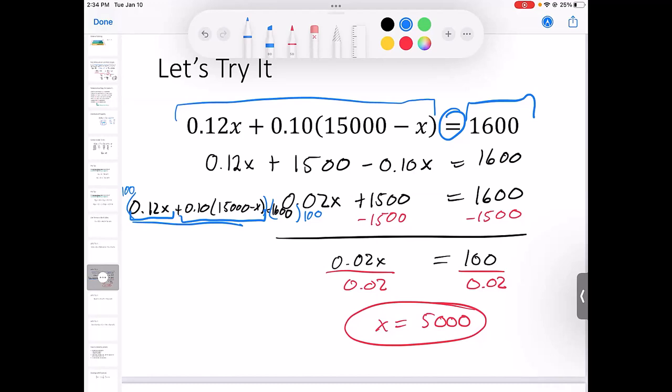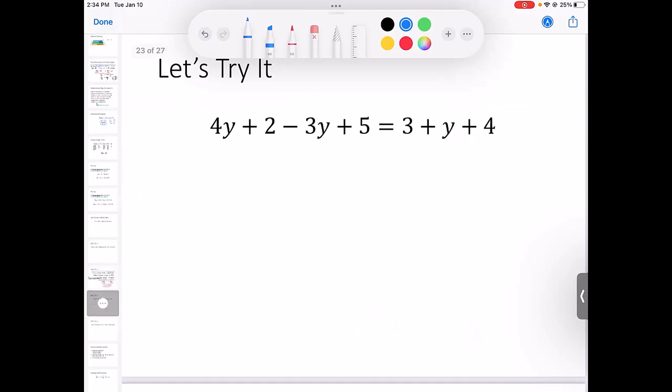Any other questions on this? Okay. So let's see. Let's do one more example. So go ahead and try this one.